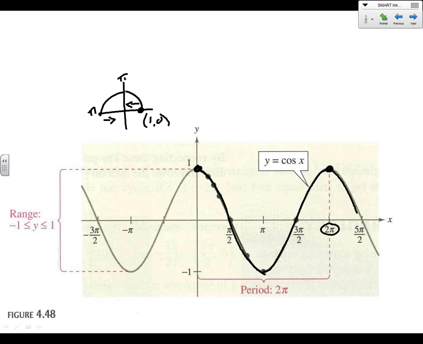All right, so again, here are our 5 important points: 1, 2, 3, 4, and 5. Exact same things to remember for cosine as for sine, except we start and end at 1, whereas in sine we start and end at 0.